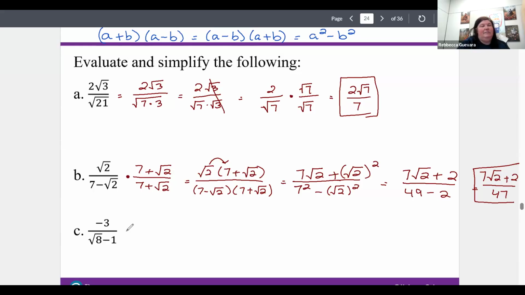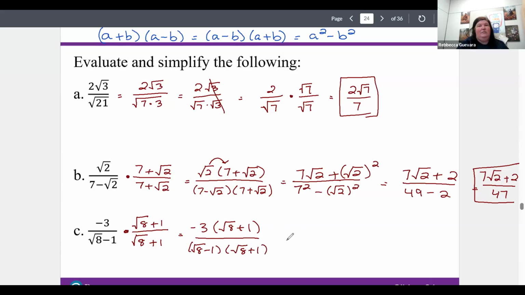Okay, and like I said, C looks a little tricky, but it's the same idea. I have square root of 8 minus 1, so its conjugate would be square root of 8 plus 1. It's just that the operator in the center changes from subtraction to addition, or addition to subtraction, whatever you need. And we multiply the top and the bottom by square root of 8 plus 1. So negative 3 times square root of 8 plus 1, and then on the bottom, square root of 8 minus 1 times square root of 8 plus 1.